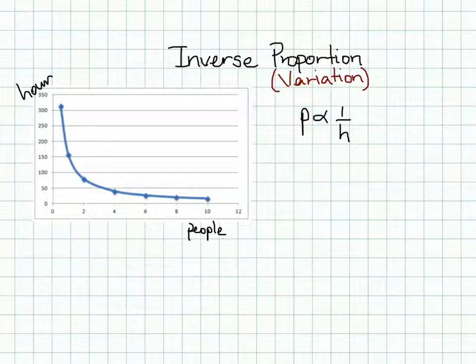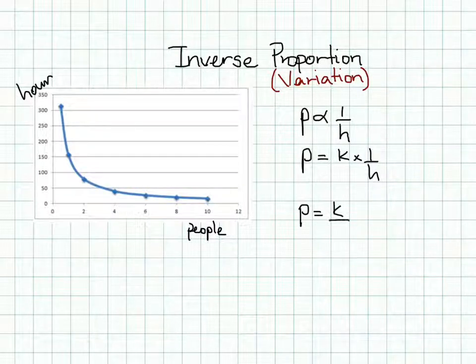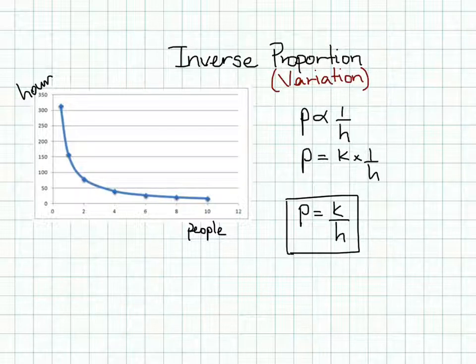All right. So anyway, here we go. Taken again from my last video, we replace the alpha or the proportionality symbol with equals k. So we're going to say P is equal to k times 1 over h. But in short, you can just say P is equal to k over h. Okay? And that's basically how we break it down.